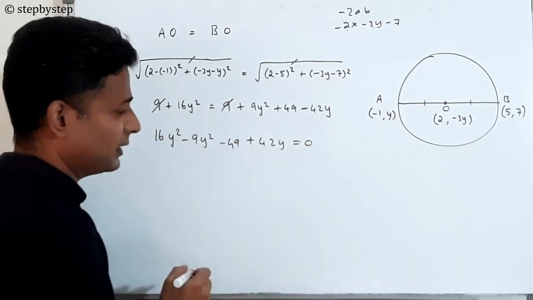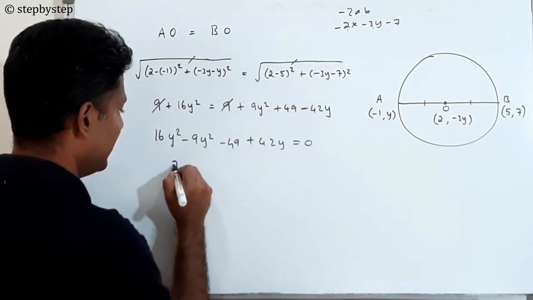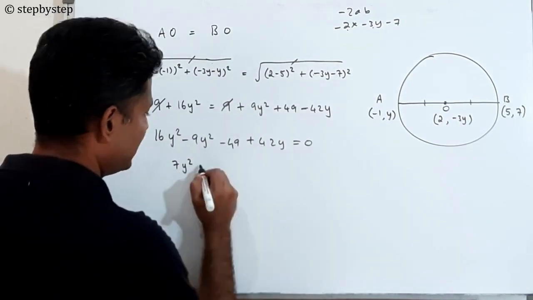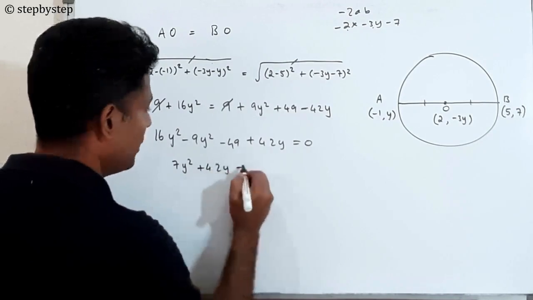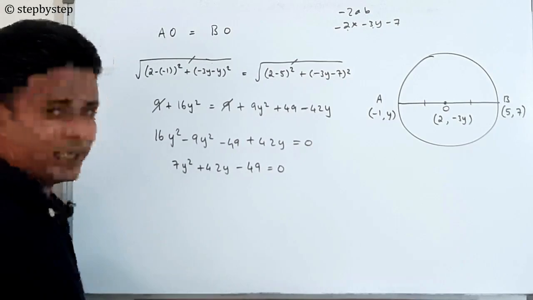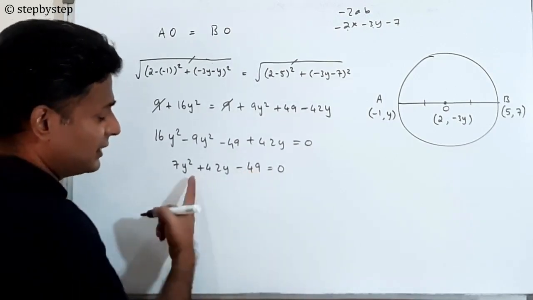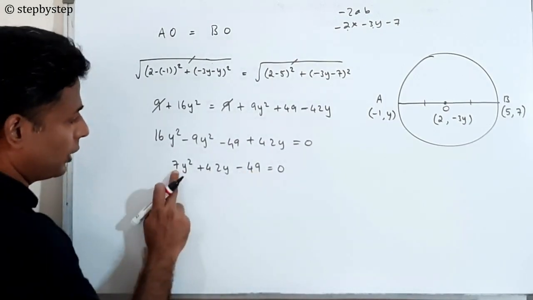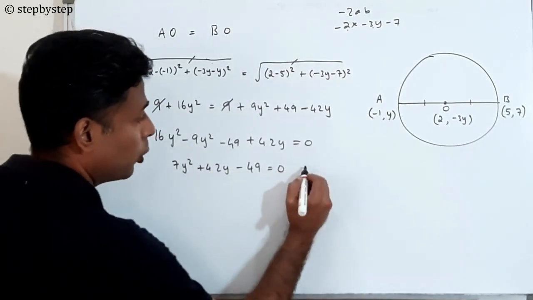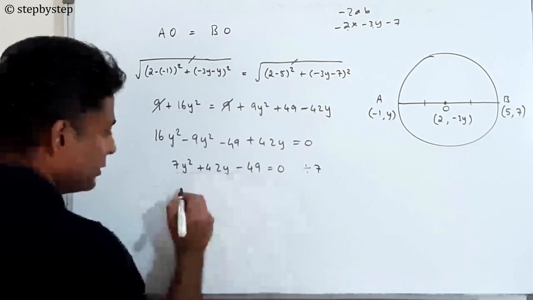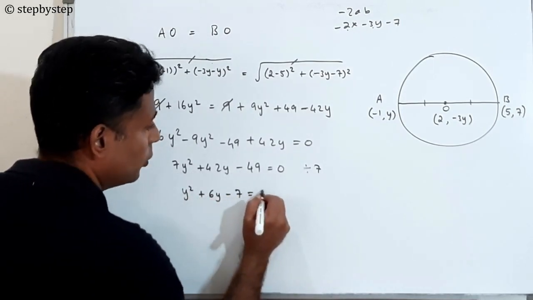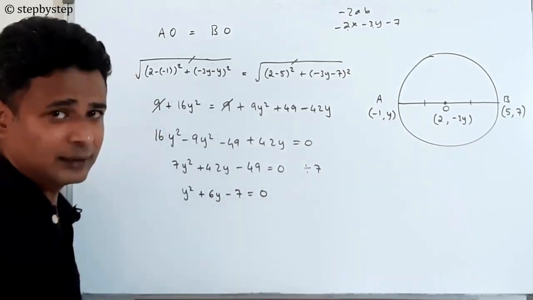Now 16y square minus 9y square will be 7y square, right? And I'll rearrange: plus 42y minus 49 equal to 0. Now I have got a quadratic equation. Before solving this, I'll see if I can simplify it. If you notice, I can divide all these numbers by 7. So I'll divide both sides of the equation by 7. So I'll get y square plus 6y minus 7 equal to 0, since 0 by 7 is 0.